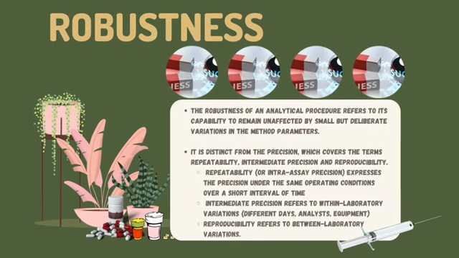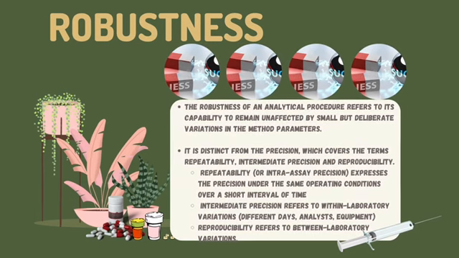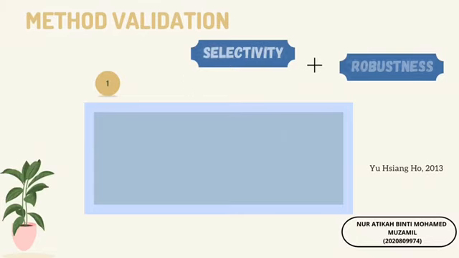Robustness of an analytical procedure refers to its capability to remain unaffected by small but deliberate variations in the method parameters. It is distinct from precision, which covers the terms repeatability, intermediate precision, and reproducibility. Repeatability expresses the precision under the same operating conditions over a short interval of time. Intermediate precision refers to within-laboratory variations such as different days, analysts, and equipment. Lastly, reproducibility refers to between-laboratory variation.